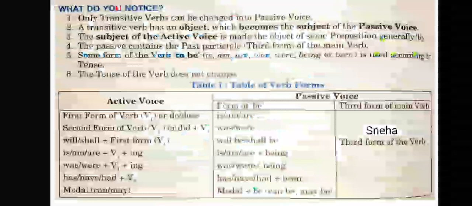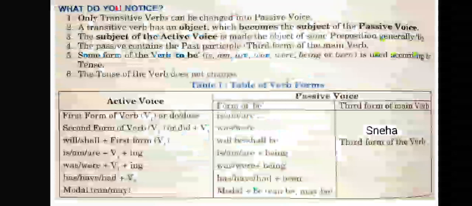So what have we noticed? Only transitive verbs can be changed into passive voice. A transitive verb has an object which becomes the subject of the passive voice. The subject of the active voice is made the object of some preposition, generally by. Generally, because we have already discussed that in each and every case we can't use by.